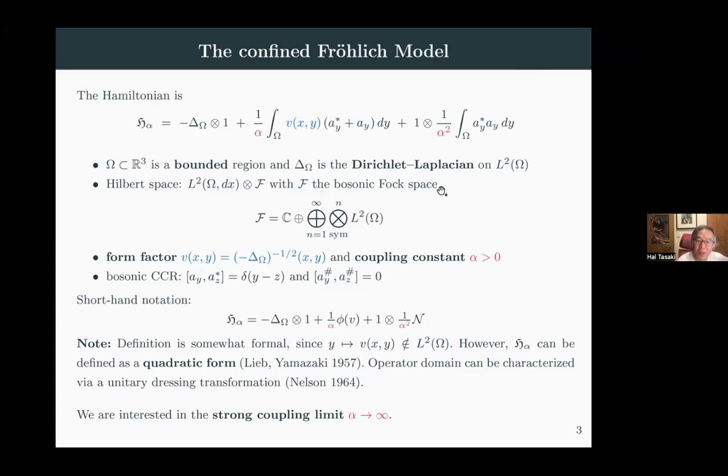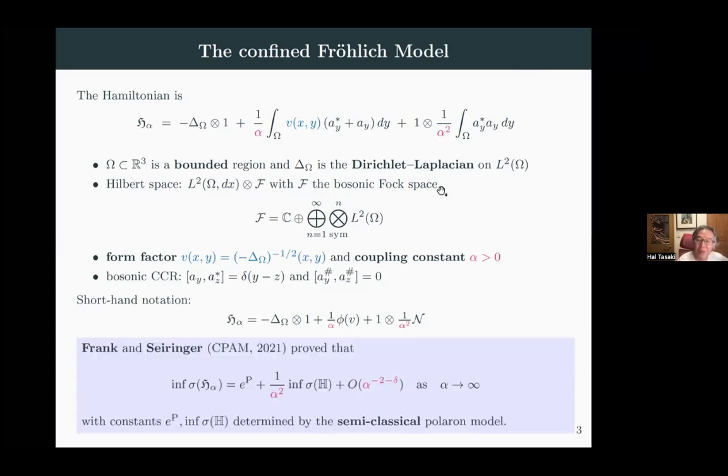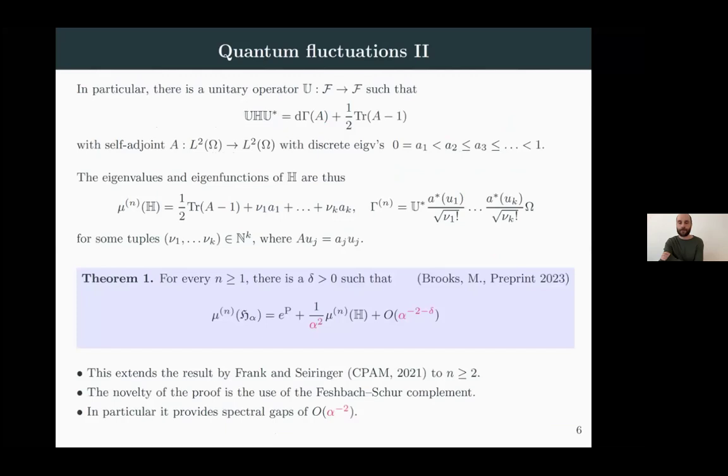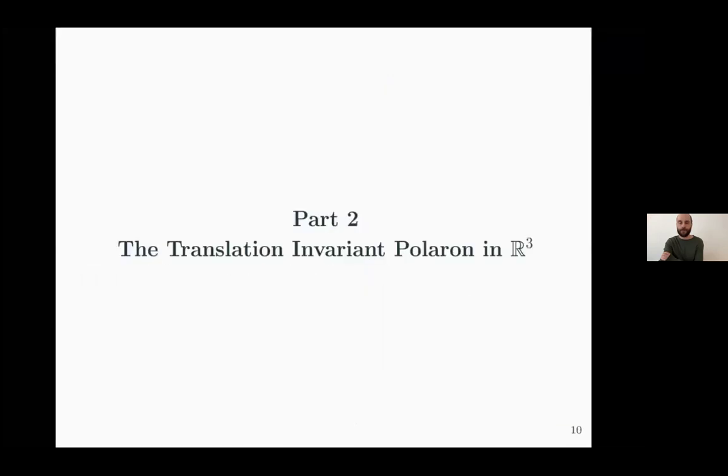So you're going to discuss the translation invariance case? Yes, second part. Okay, so let's come to the more traditional polaron model. This is the translation invariant polaron in R3.